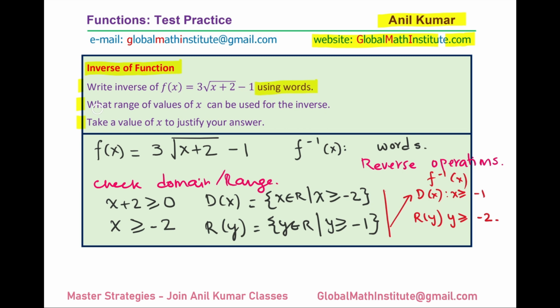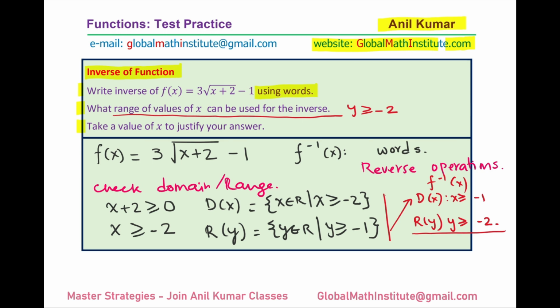Also in the question, we are saying what range of values of x can be used for the inverse. So we've in a way answered this question. The range of values are y greater than or equal to minus 2. Is it clear? Then we have to take a value of x to justify our answer that we could take within our domain and range. I think now you have a good idea of what the question is. So take an attempt on this, and then we'll see how to solve it.